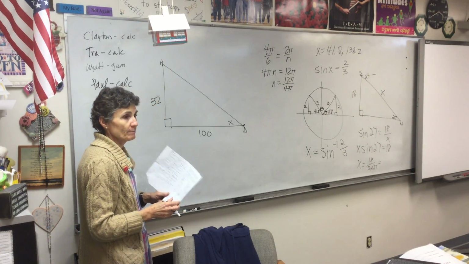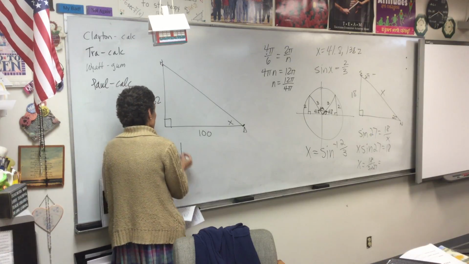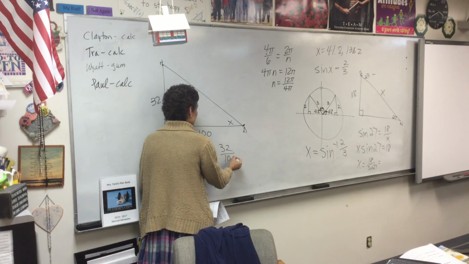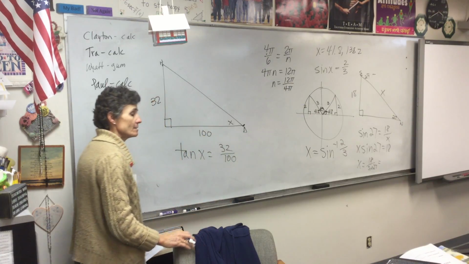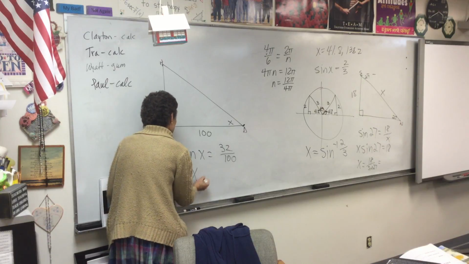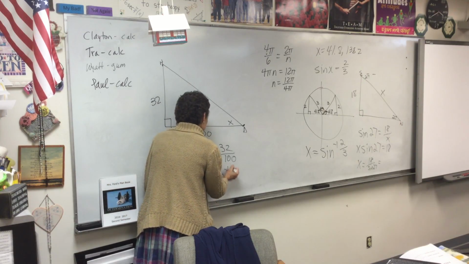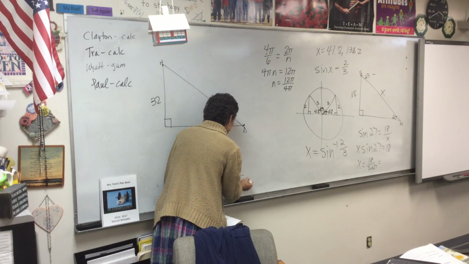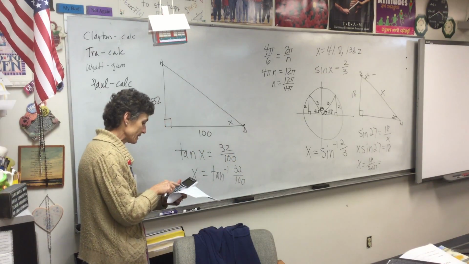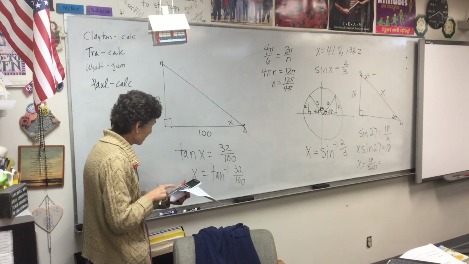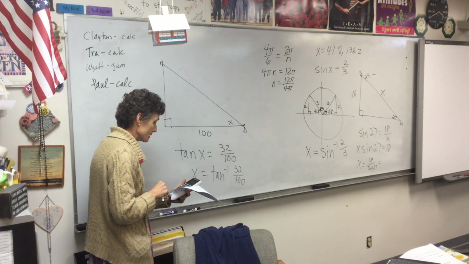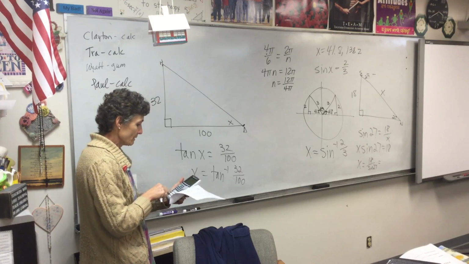So what function? Tangent. You'll say tangent x equals 32 over 100. What button am I going to need to use? Second tangent. To find an angle, you must use second tangent. So second tangent, 32 divided by 100. Did you get 17.74?